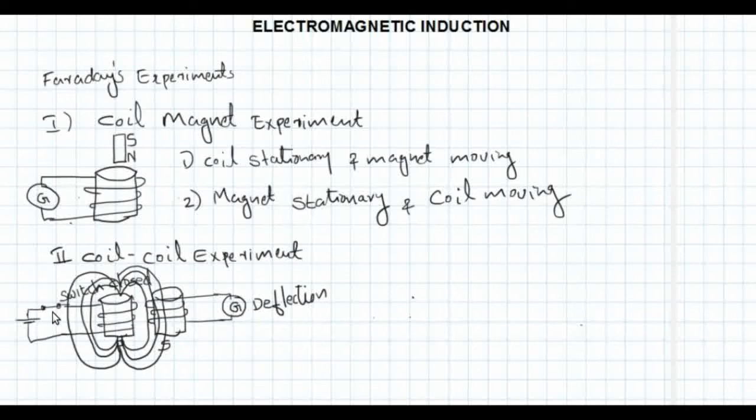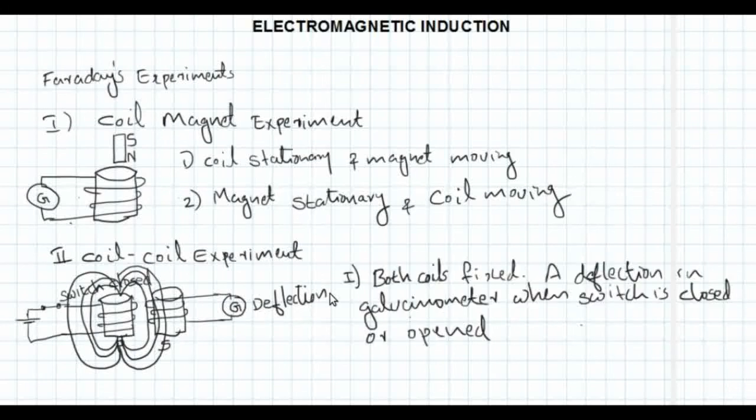So only when the switch is pressed is there a deflection, because when the switch is pressed, the current suddenly jumps from 0 to 5 ampere, and this will produce a magnetic flux which is in contact with the secondary. When this flux changes, corresponding to the change in current from 0 to 5 ampere, a current is produced. And when the current becomes 5 ampere, there will not be a deflection. So both coils are fixed, and there is a deflection in the galvanometer when the switch is closed or opened.